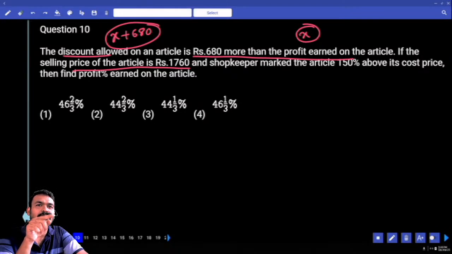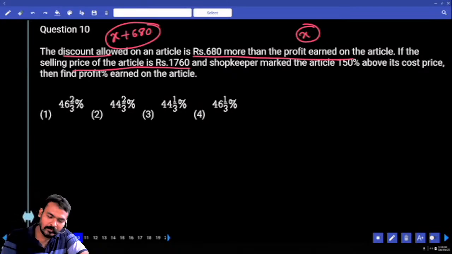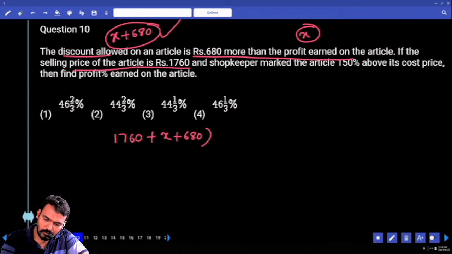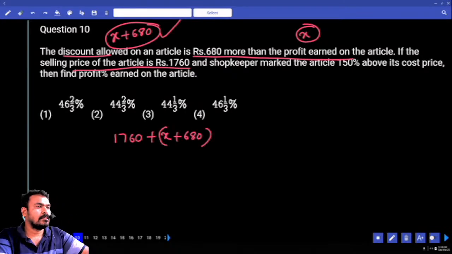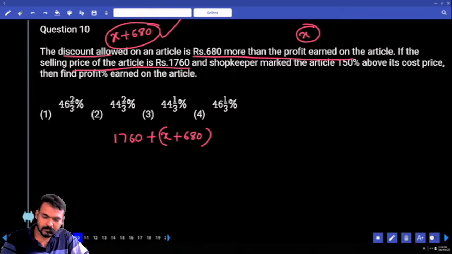Before the discount, market price. After the discount, selling price or not? Okay. What is the selling price value? 1760. What is the discount value? X plus 680 plus X plus 680 or not? What is the meaning here? 1760 selling price, X plus 680 discount. Both are adding, market price or not?